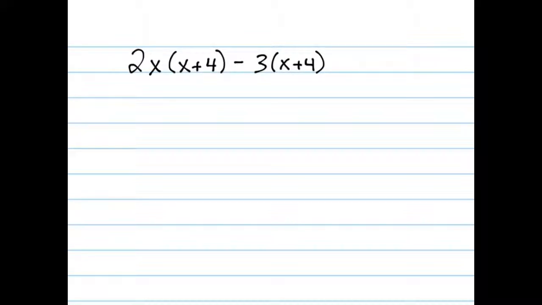Right, what factors out of those two pieces? X plus 4. X plus 4 is what factors out. That's it. Okay. What's left when I factor those out? 2x minus 3. Okay. So make sure we're answering the right question here. X plus 4 is what they have in common, and then we're left with 2x minus 3. So all you do is just identify it? Identifying, yes. Yep.